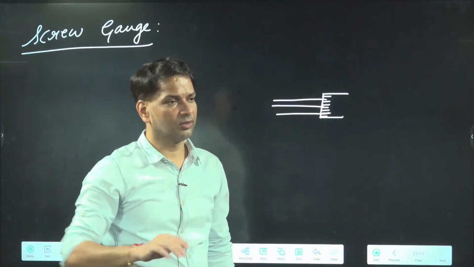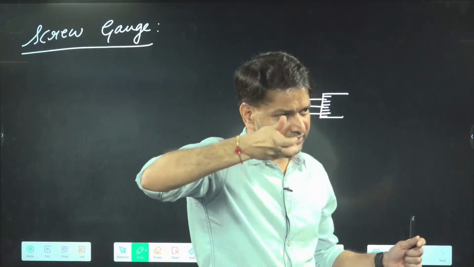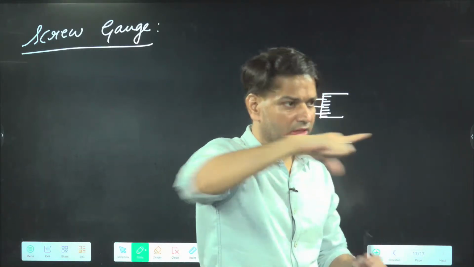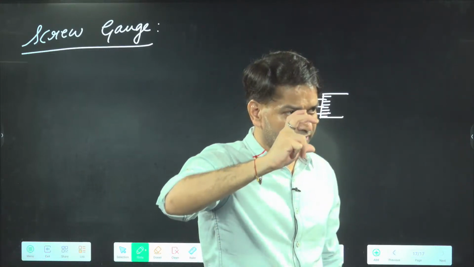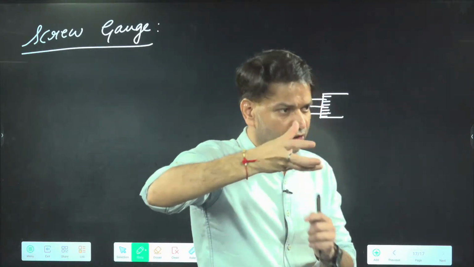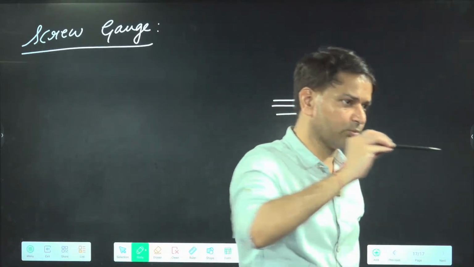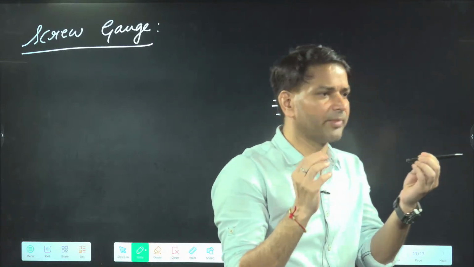Everybody got up to this? Okay, now in the screw gauge, one screw is there. When you rotate this, the nut or screw moves in a horizontal direction. In one complete rotation of the screw, how much horizontal distance is moved by the main scale?